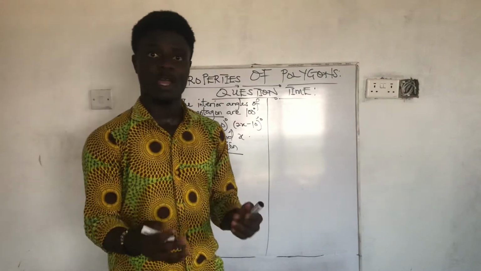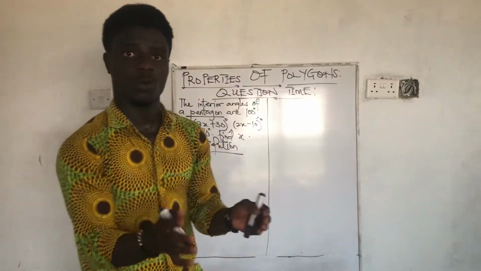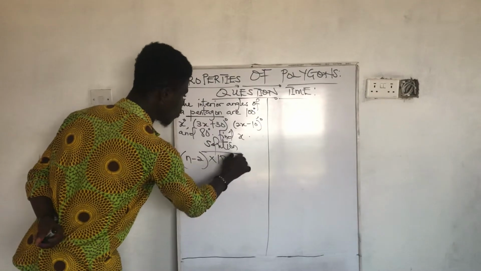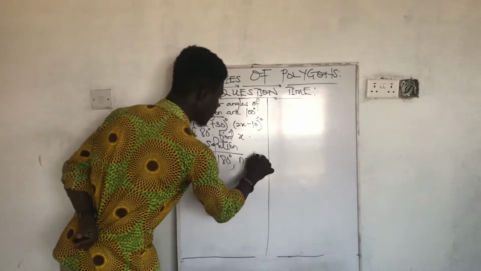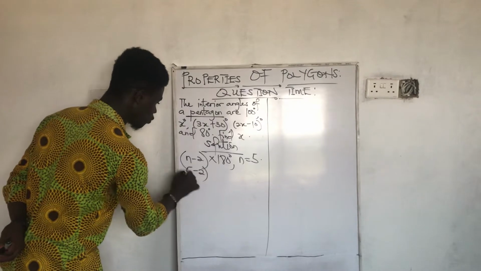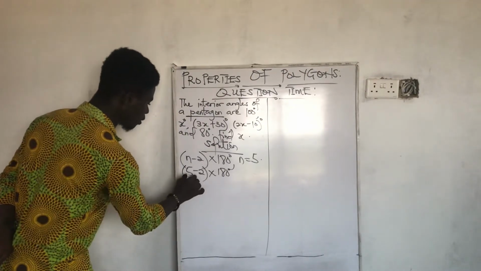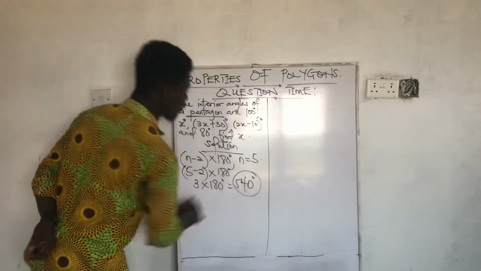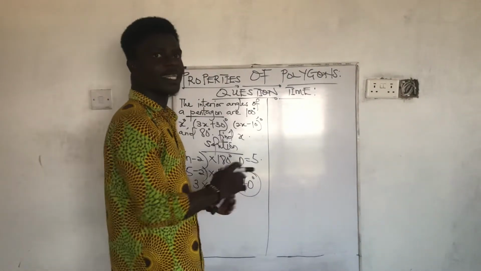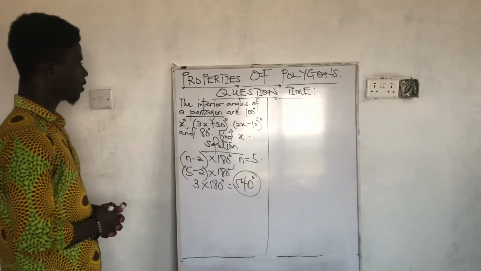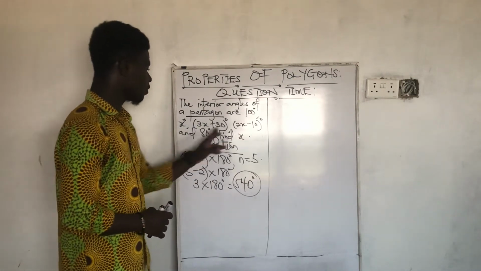So now, first of all, you have to find the sum of the interior angles of a pentagon. And the formula is (n minus 2) times 180 degrees, where n equals what? 5. Why? Because a pentagon has 5 sides. So in place of n, I substitute 5. So (5 minus 2) times 180 degrees becomes 3 times 180 degrees, which gives us 540 degrees. Very good. Alright, so let's proceed. So now you add all these angles, then you equate it to what?